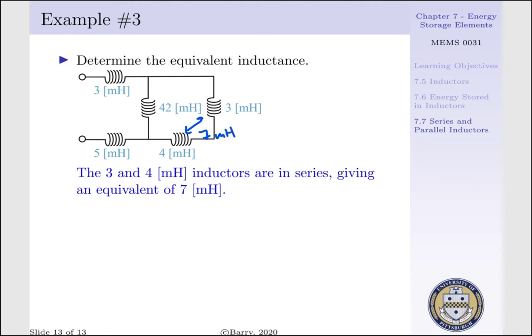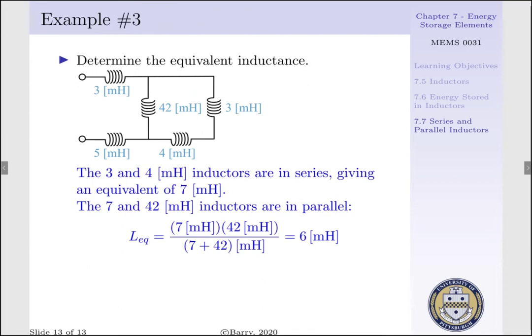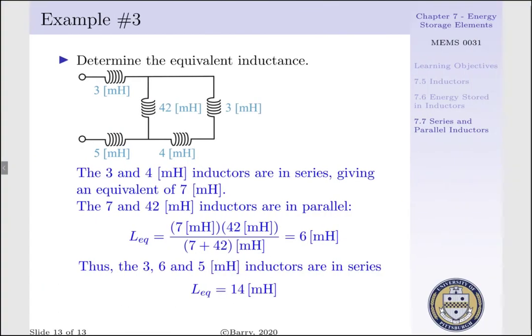inductor in a parallel configuration with a 42 millihenry inductor. And that intermediate equivalent would be 7 millihenries times 42 millihenries over 7 plus 42 millihenries. Or we'd have a 6 millihenry inductor that would replace these three. Lastly, we would have a 3, a 6, and a 5 millihenry inductor in series. Thus, our total equivalent would be 14 millihenries.